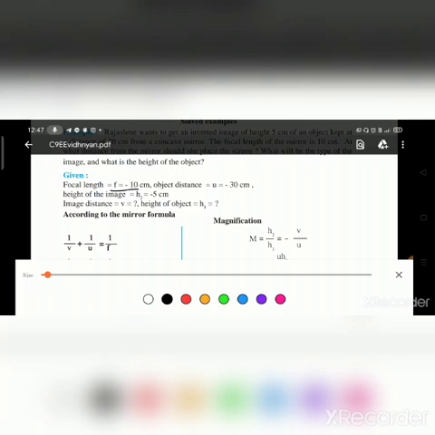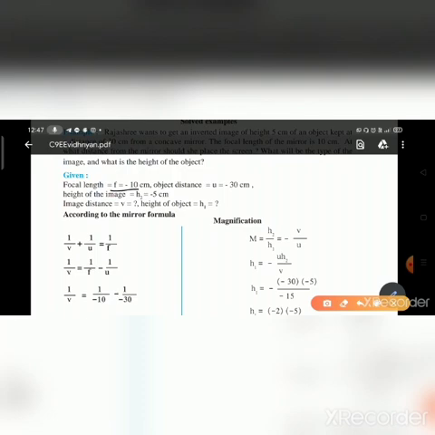you have been provided with the focal length, the object distance, that is minus 30, height of the image, that is minus 5, image distance v, we have to find it out, and height of the object, that is h1, we have to find it out. So how we are going to find it? With using mirror formula, that is 1 by v plus 1 by u is equal to 1 by f. So we have been provided with f, we have been provided with u, so we have to just put in this formula and we'll be getting the answer.